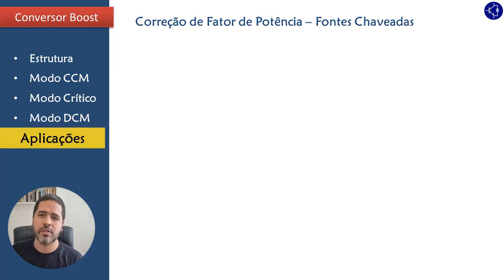The first one is perhaps the most common application for the boost converter, which is in switched mode power supplies for power factor correction. And what do I mean by that? I want to create a system where the input current of a switched mode power supply is sinusoidal and in phase with the grid voltage. That means unity power factor. Well, how does this converter operate in this scenario?